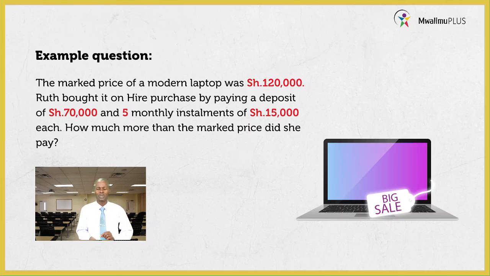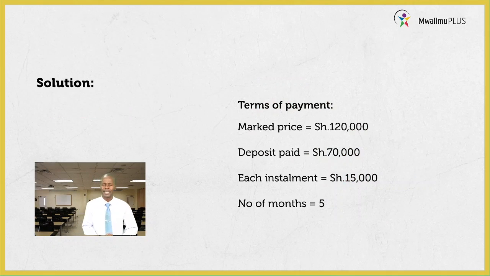So that laptop looks like what you're seeing there. The market price is 120,000. Now let's work out the hire purchase. So terms of payment. Market price, first of all, is 120,000 shillings. Then the deposit that one is expected to pay here is 70,000 shillings. Each installment is 15,000 shillings, and this is done in 5 months.